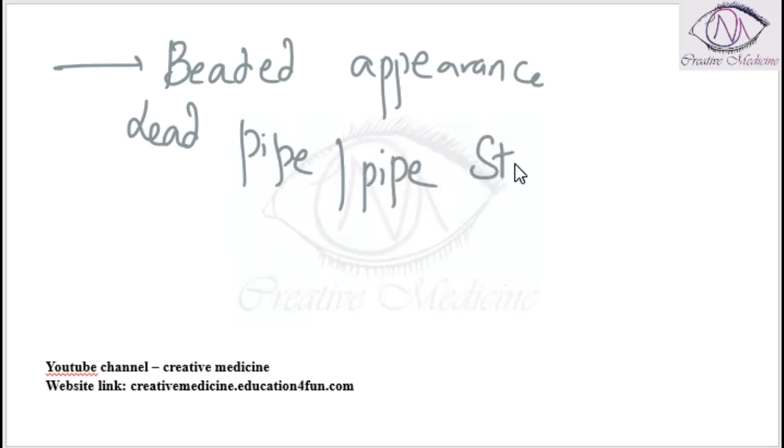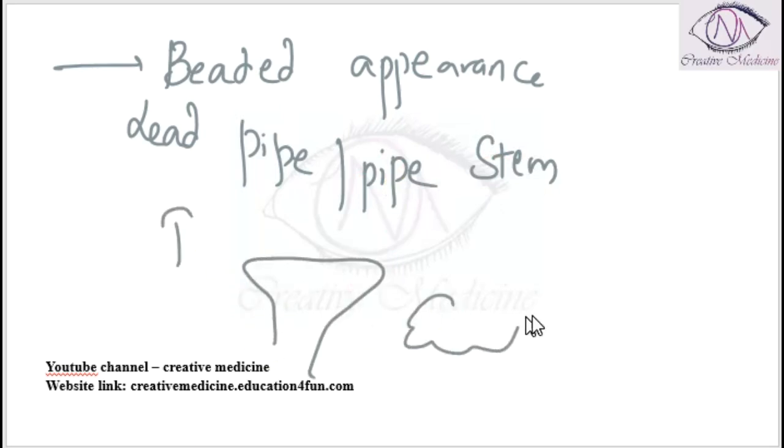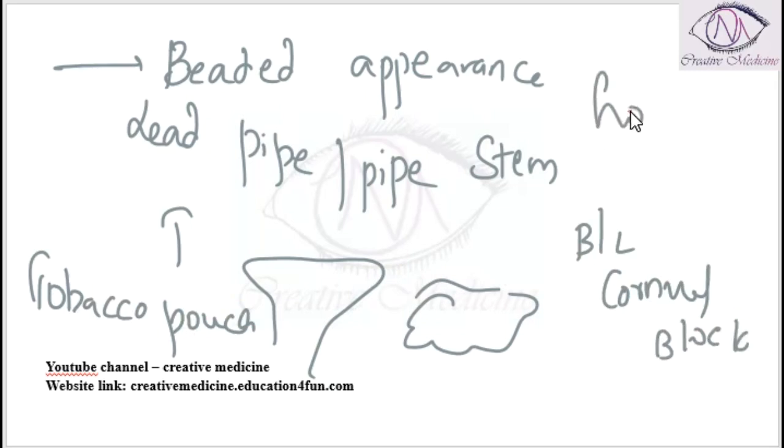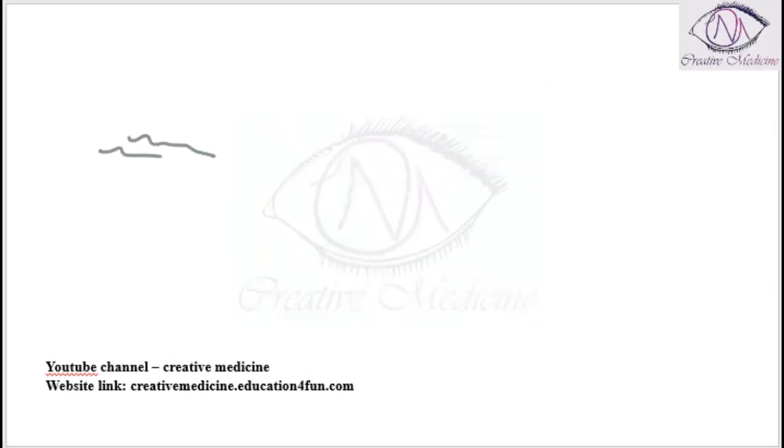There is a tobacco pouch appearance of the tube, and a golf club appearance of the tube is seen. There can be bilateral cornual block, and the endometrium shows a honeycomb appearance leading to Asherman syndrome, or a moth-eaten appearance can be seen in the patient.